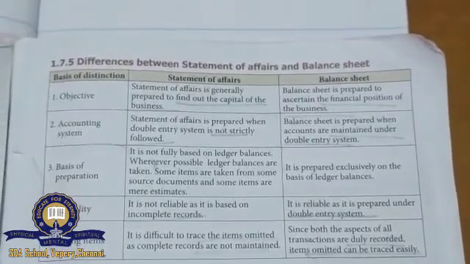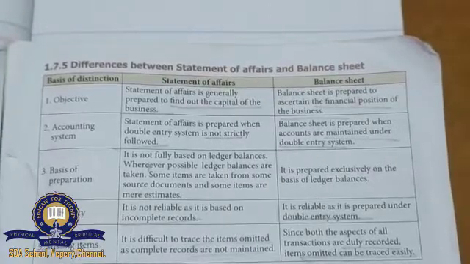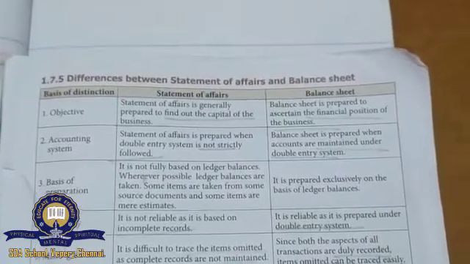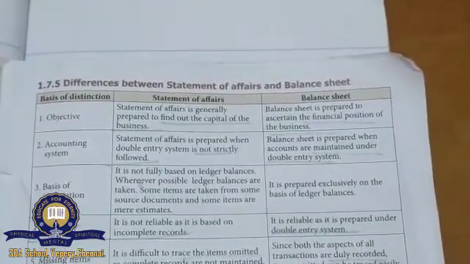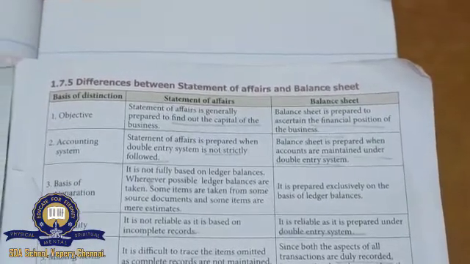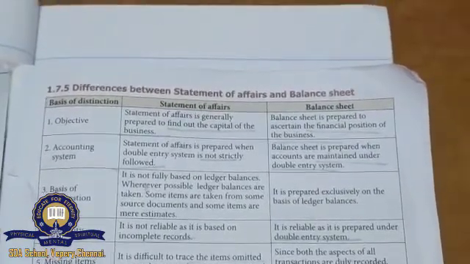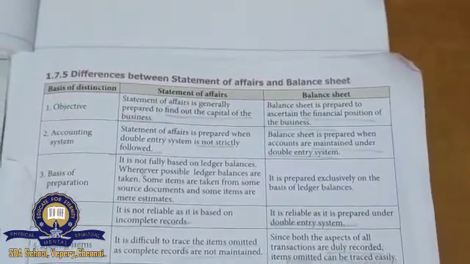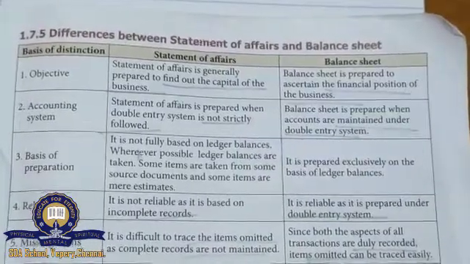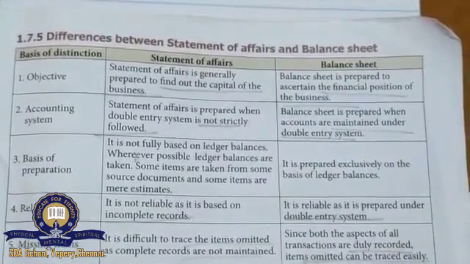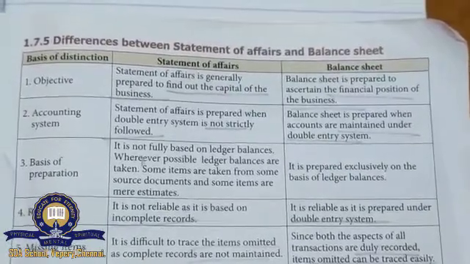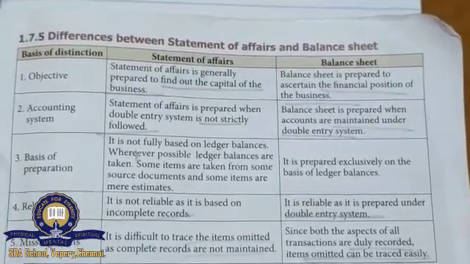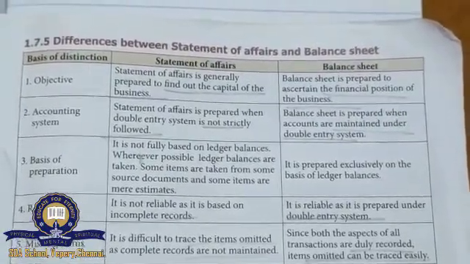Third, basis of preparation. It is not fully based on ledger balances, so some items will be taken, some items will not be taken. In a balance sheet, it is exclusively on the basis of ledger balances. Then the fourth one is reliability. The statement of affairs is not reliable, the balance sheet is reliable. Then the fifth point is missing items. It is difficult to track items that are omitted or not recorded, since both aspects of the transaction are duly recorded in a balance sheet, omitted items can be tracked easily.